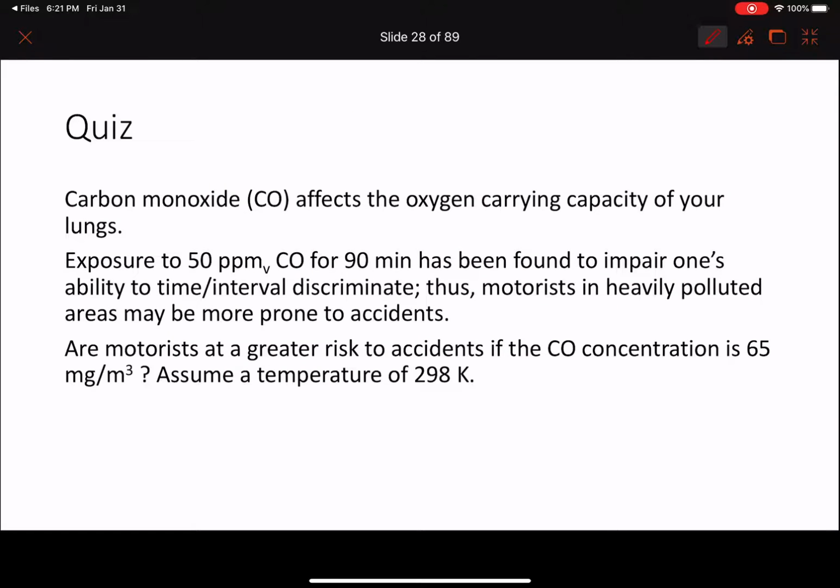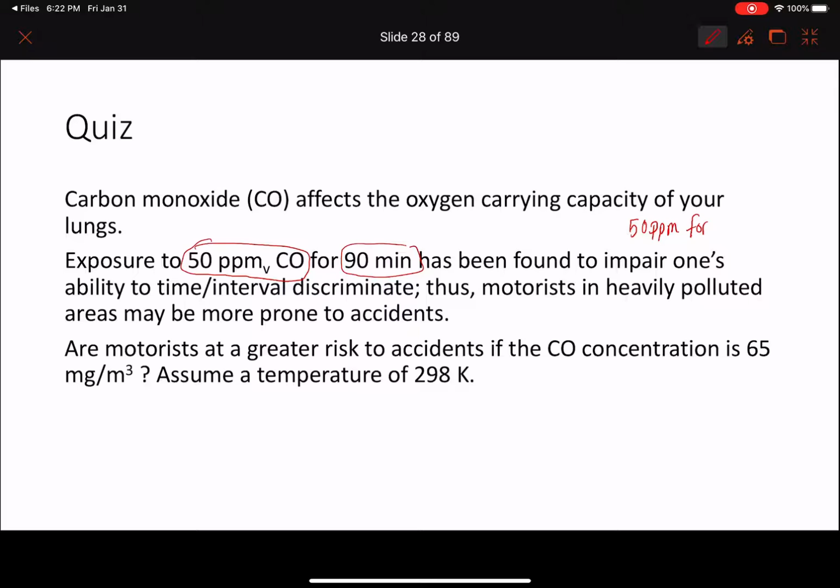This question makes sense for you to compare between a standard and whatever you are analyzing. And this is similar to what is going to be coming in the quiz. Carbon monoxide affects the oxygen carrying capacity of your lungs. Exposure to 50 ppm carbon monoxide for 90 minutes has been found to impair one's ability to time interval discriminate. Thus, motorists in heavily polluted areas may be more prone to accident. So this is the standard: 50 ppm for 90 minutes.